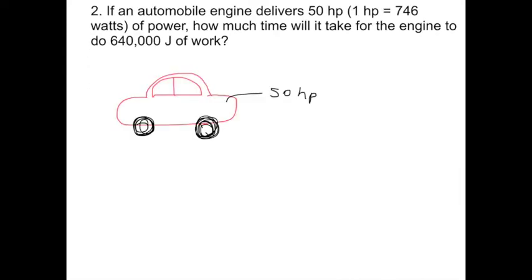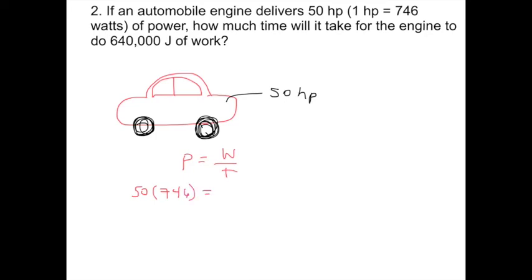Practice number 2. If an automobile engine delivers 50 horsepower, where 1 horsepower is 746 watts of power, how much time will it take for the engine to do 640,000 joules of work? So let's rewrite this equation. Power equals work over time. Now we know that the power output is 50 times 746 because we're converting to watts.